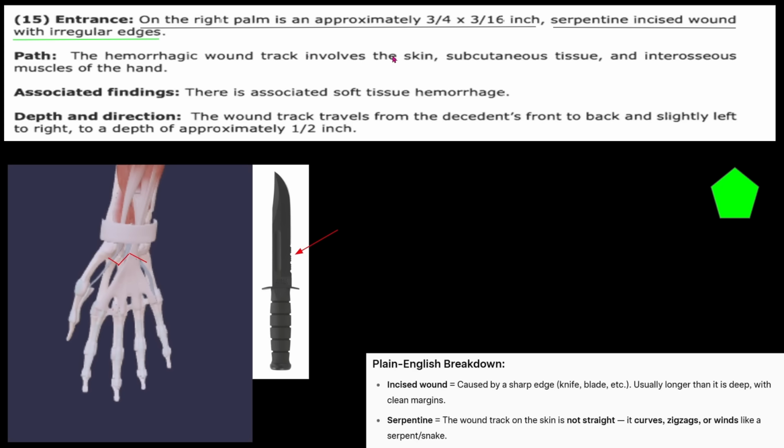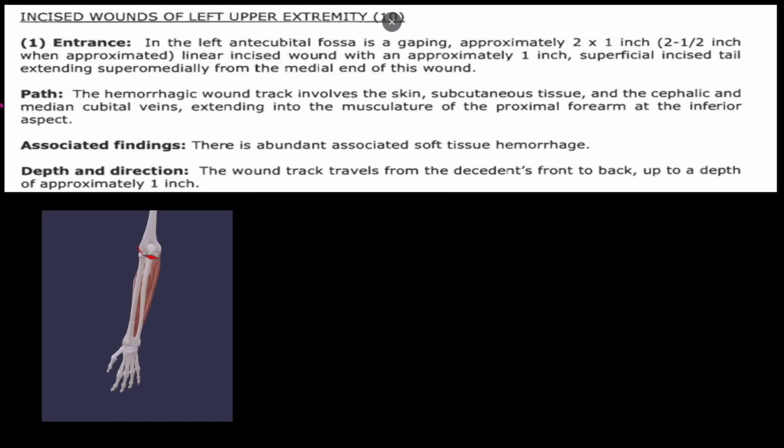Then on the right palm, we've got a serpentine incised wound with irregular edges indicating serrated blade. Serpentine means it goes like a snake. So it's again, she's blocking strikes from this knife. And then you go to the left arm. So she blocked almost everything with her right arm. I bet that Xana's right-handed.